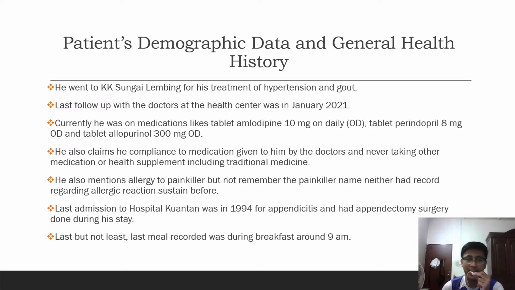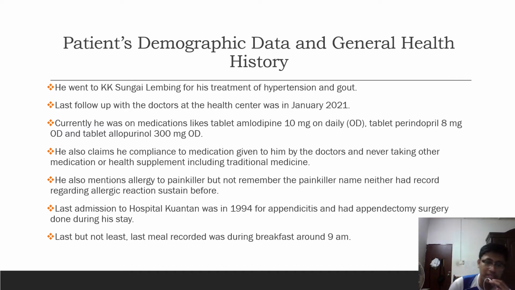Currently, he was on medication like tablet amlodipine 10 mg once daily, tablet perindopril 8 mg OD, and tablet allopurinol for gout 300 mg OD. He also claims he complies with the medication given to him by the doctors and never takes other medication or health supplements, including traditional medication.